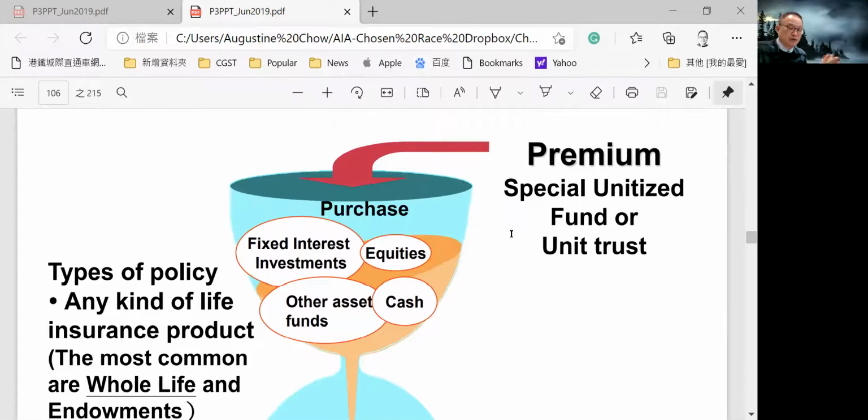Okay. But in a unit link policy, you will specify how many units you have bought. You will be responsible for the ups and downs of the unit. Oh, that makes sense. So sometimes you will gain more, sometimes you will suffer loss. You bear all the investment risk.